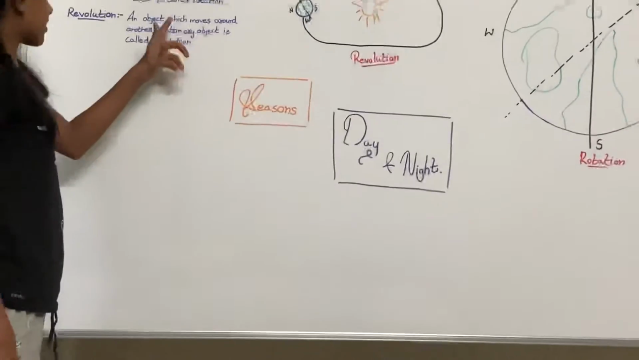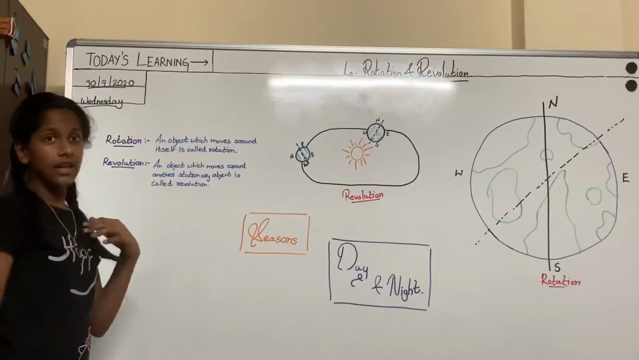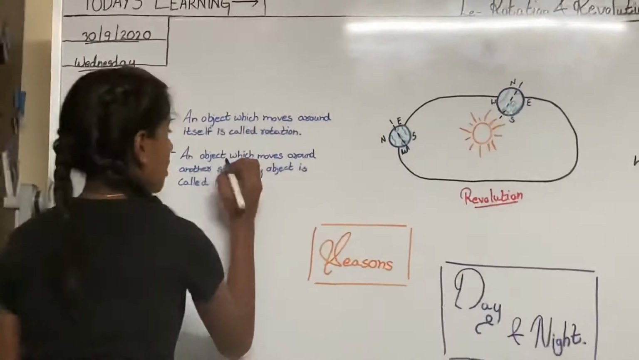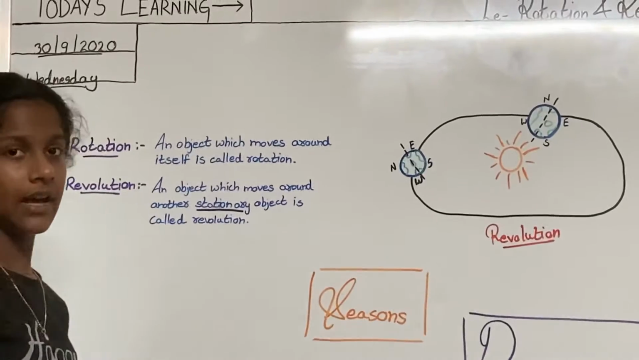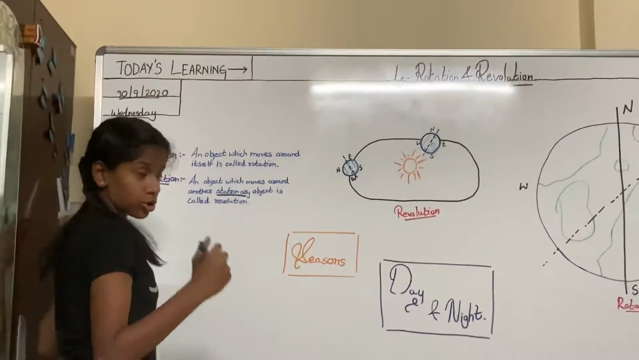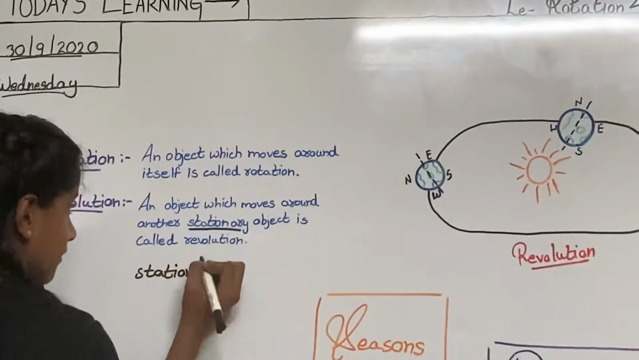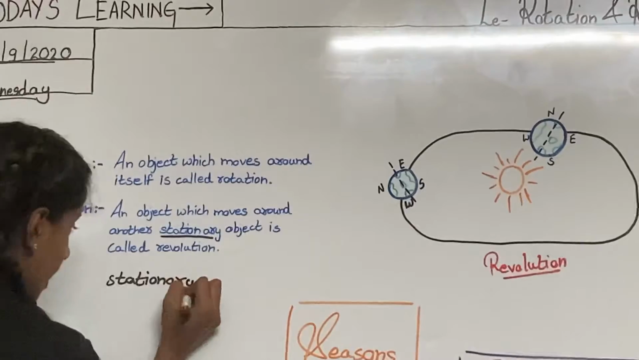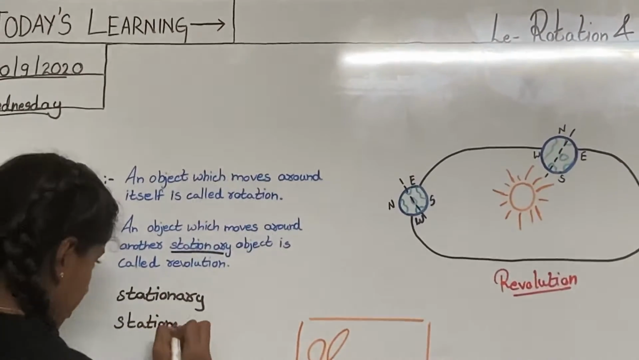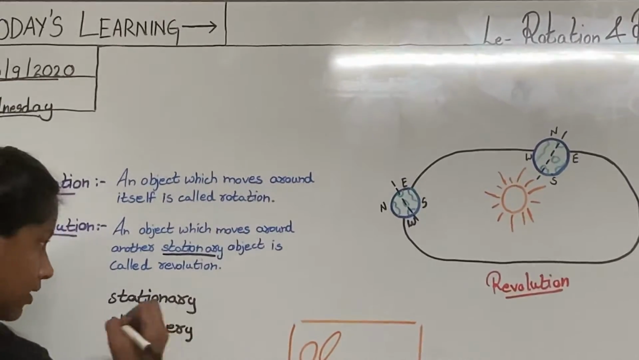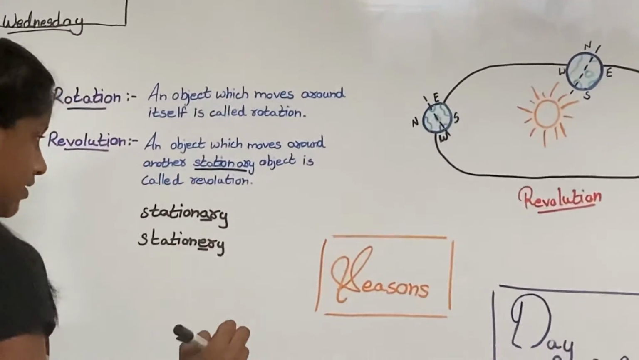Revolution. An object which moves around another stationary object is called revolution. There is a misconception here in the word stationary. We all think that's a spelling error, but no. There are two spellings. Stationary, which is this, and stationary. Now, as you can see, A and E are different.